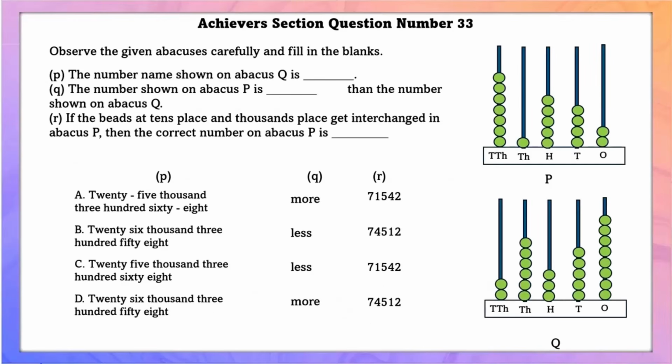Achiever section question number 33. Observe the given abacuses carefully and fill in the blanks. The number name as shown on abacus Q is 26,358. The number shown on abacus P is dash more than the number shown on abacus Q. If the beads at tens place and thousands place get interchanged in abacus P, then the correct number on abacus P is 74,512.